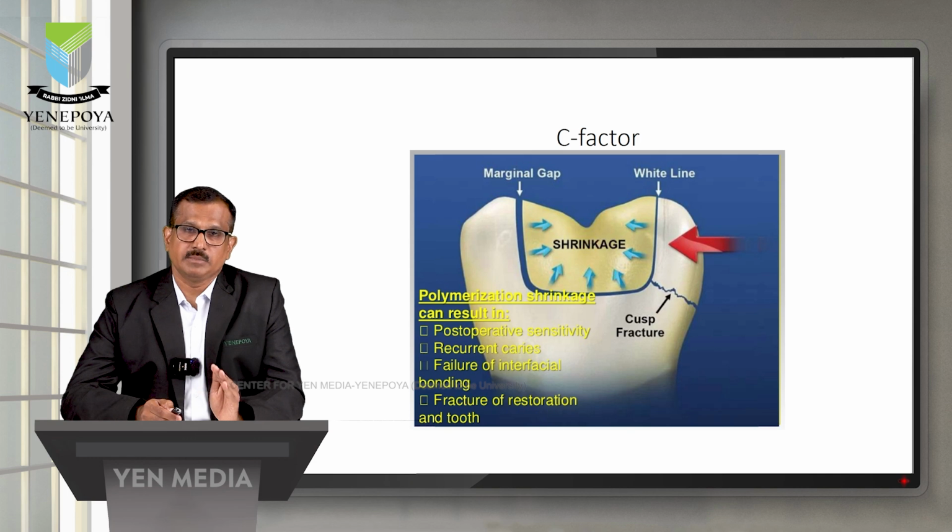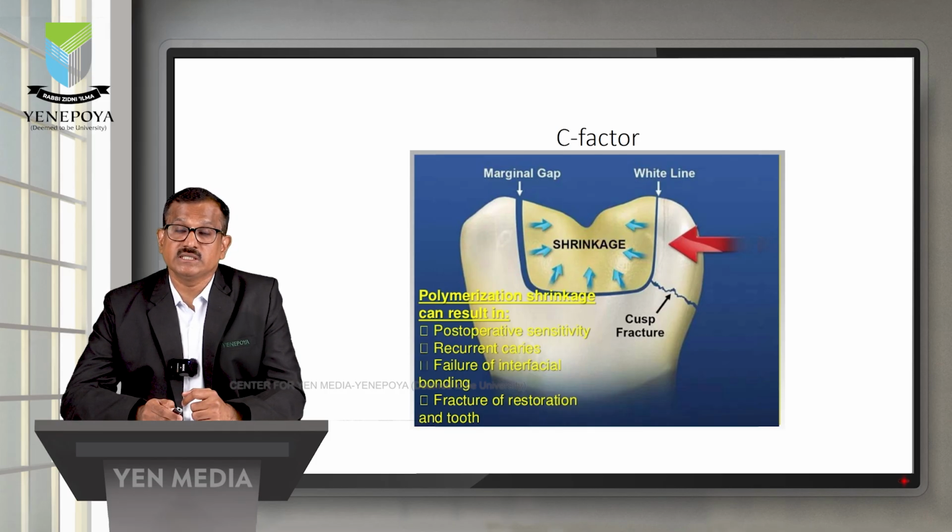You all know that the material is placed inside. So there is a tooth surface, and at the same time there is a material. The ratio between bonded and unbonded surface will give you the correct picture of the C factor. That has to be kept in mind, because when you cure, the shrinkage is always towards the light.